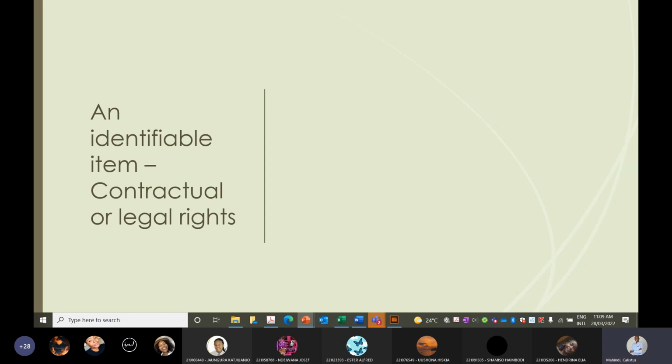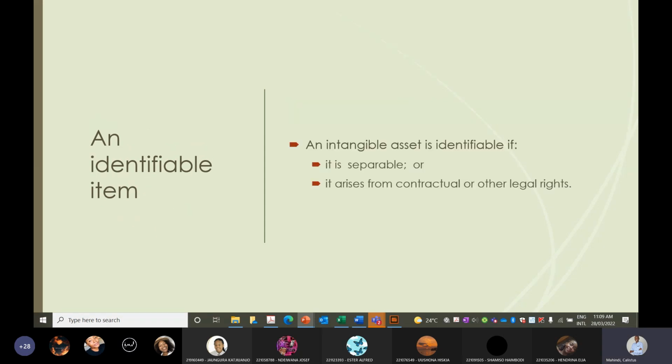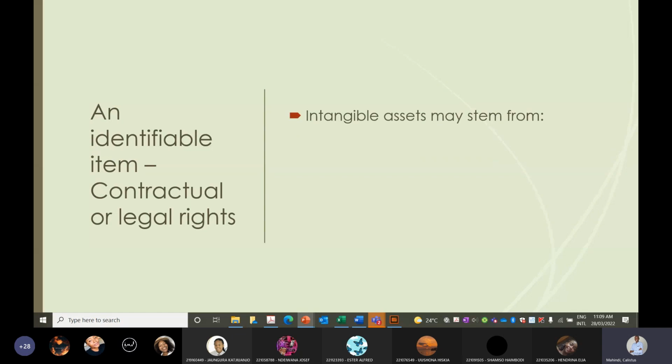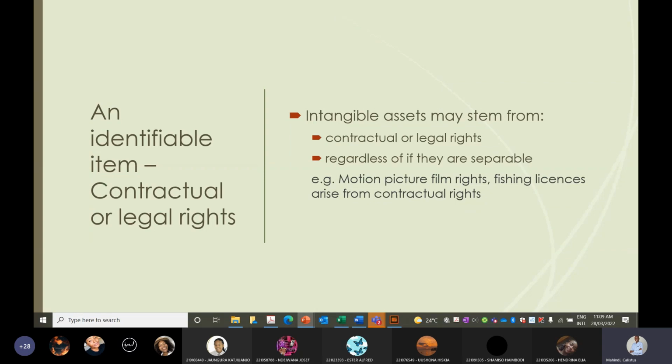Further, the first part we looked at, we said an intangible asset is identifiable if it is separable. The second part is that it may arise from contractual or other legal rights. So we have to look at intangible assets that result from contractual or other legal rights. Intangible assets may stem from contractual or legal rights, regardless of whether they are separable. So something that comes from a legal right.